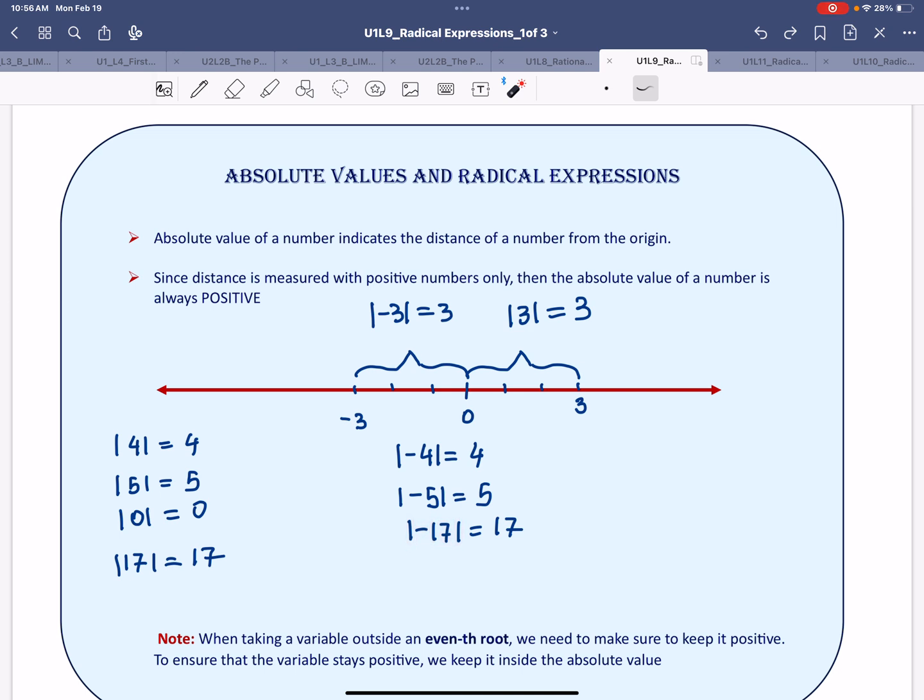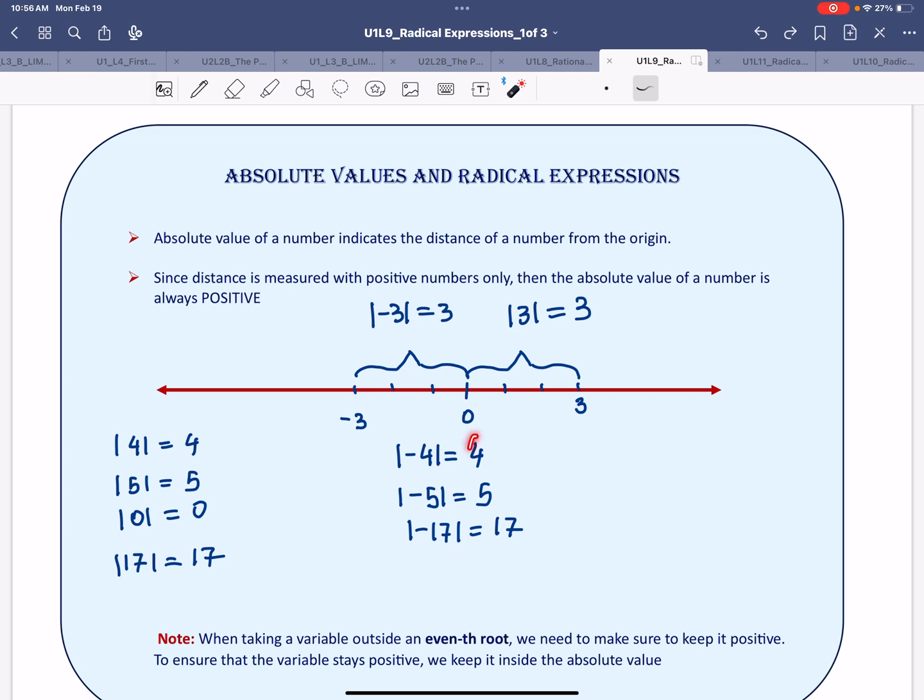So if you look at the numbers in the first column here, notice that the absolute value of all these positive numbers was equal to the number itself. So you had a 4 in here, the answer was 4. 5, the answer was 5, and so on.